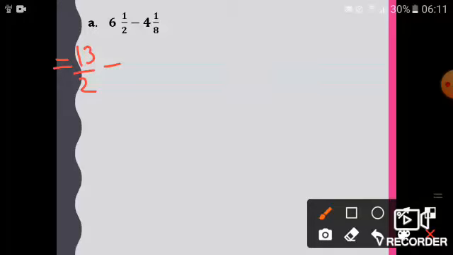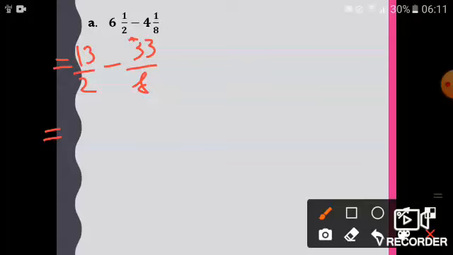Second mixed number, 4 as a whole number, 1 upon 8. So 4 times 8, 32. 32 plus 1, 33 upon 8. Now the next step, we have to find the LCM of 2 and 8.